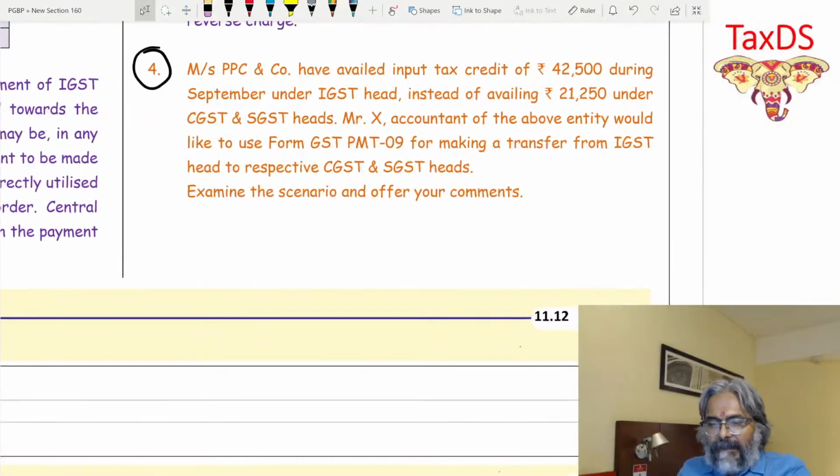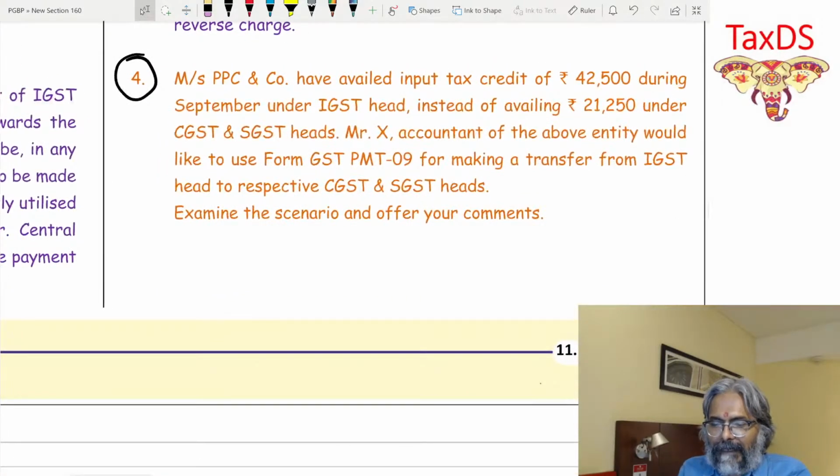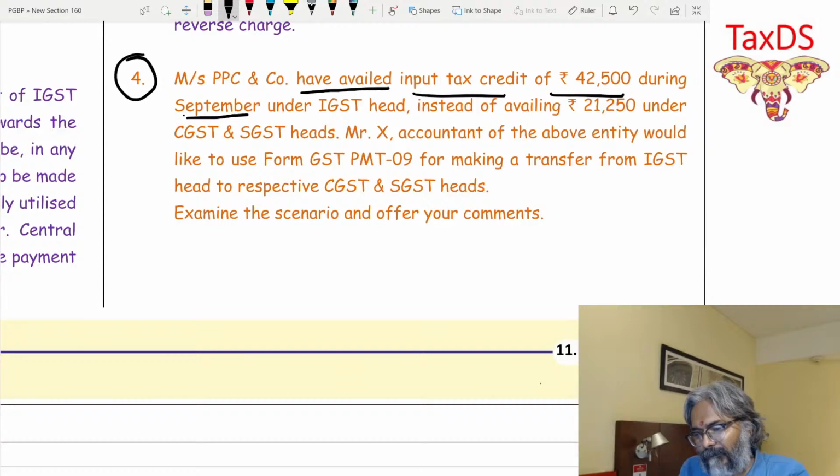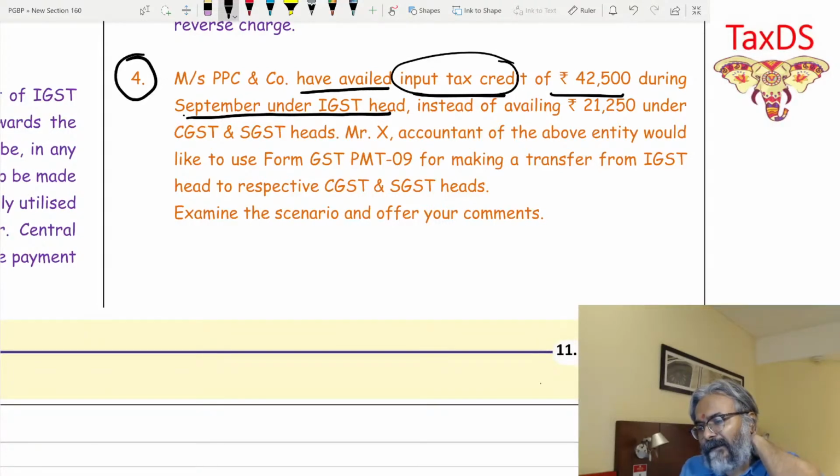So Messrs. PPC and Company have availed input tax credit of rupees 42,500 during September under the IGST head, instead of availing 21,250 under the CGST and SGST heads. So he has availed, students, in this case the ITC credit. The credit has been availed where? In the IGST. This is the credit I'm talking about.